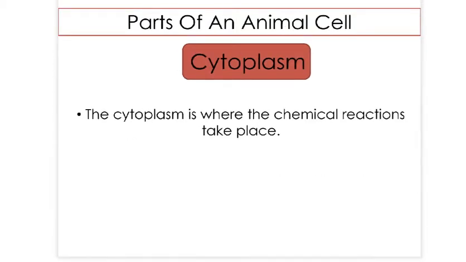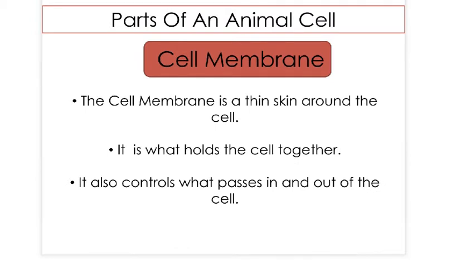Cytoplasm is a bit like jelly, and it is where the chemical reactions in a cell take place. Pause the video here and copy the information on the slide. The cell membrane is like a skin that surrounds the cell. It also lets things into and out of the cell, such as food and water. Pause the video and copy the information on the slide.